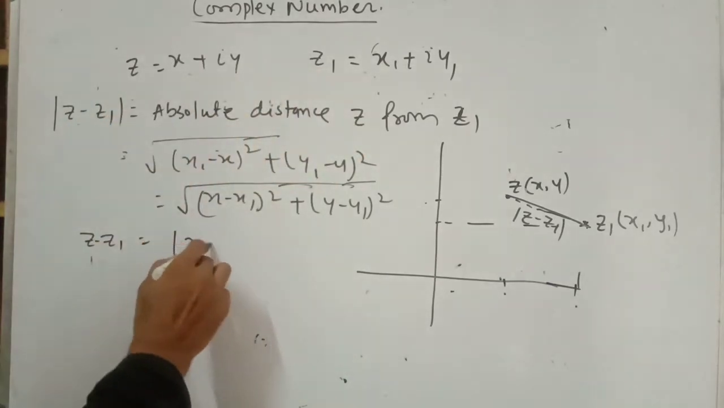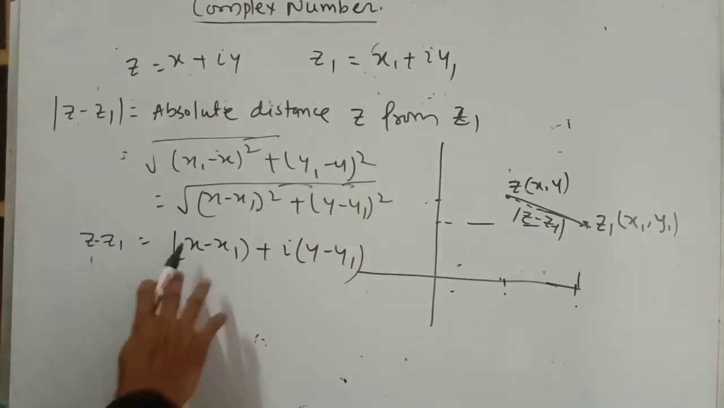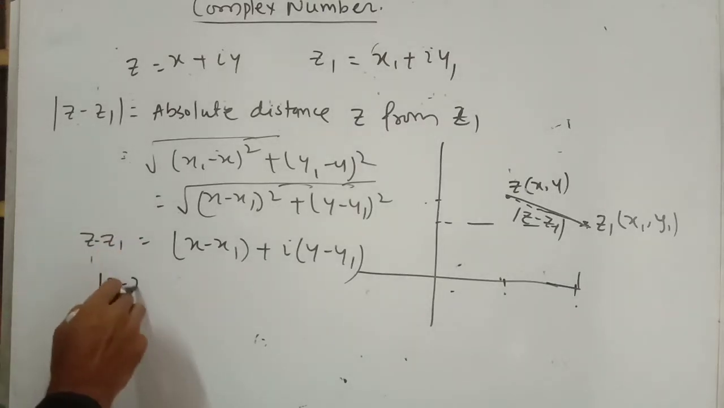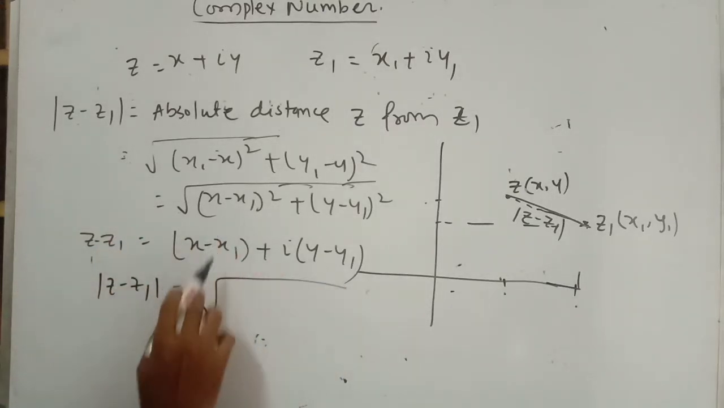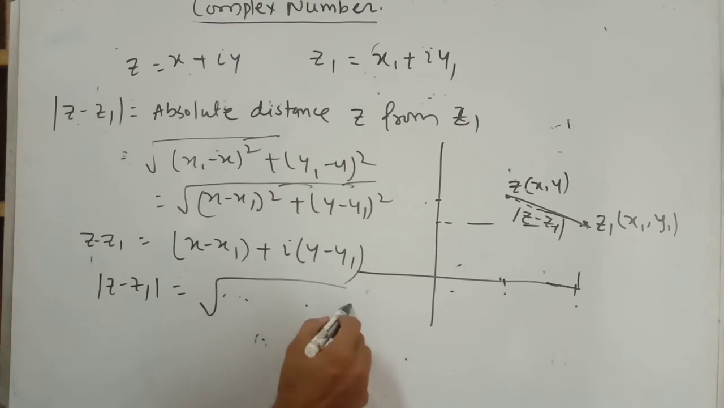So you can write what? (x − x1) + i(y − y1). So it's a new complex number. So how can we find the modulus of a complex number? As already told, take the square root of the square of the real part plus the square of the imaginary part.